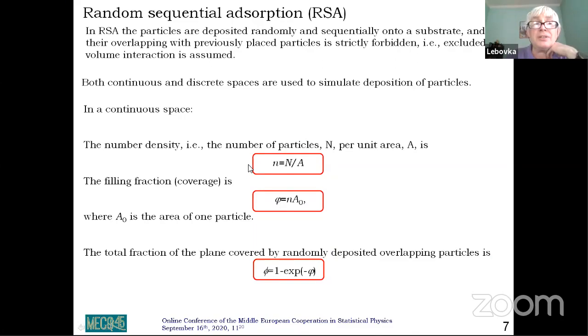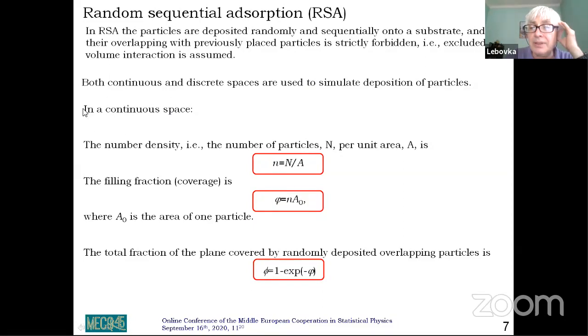Random sequential adsorption. The particles are deposited randomly and sequentially on the substrate, and their overlapping is strictly forbidden. We analyzed both continuous and discrete spaces.